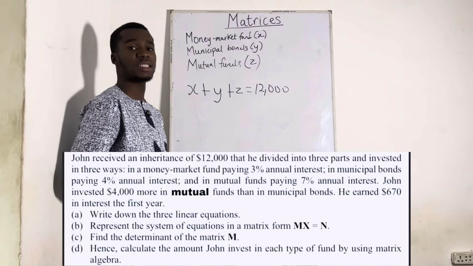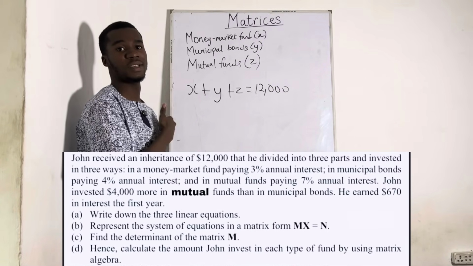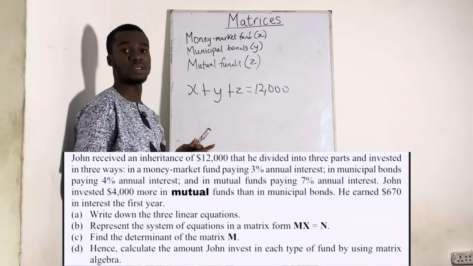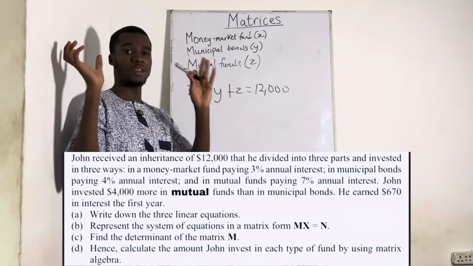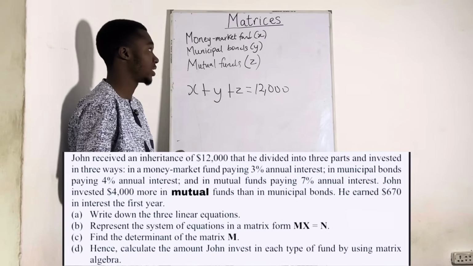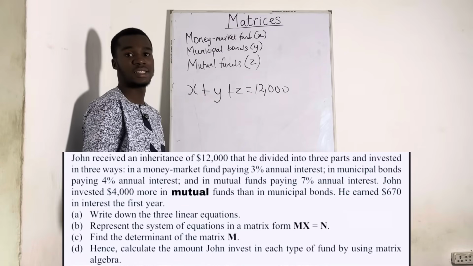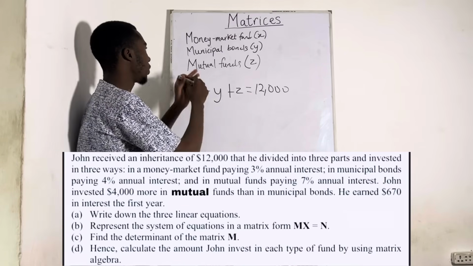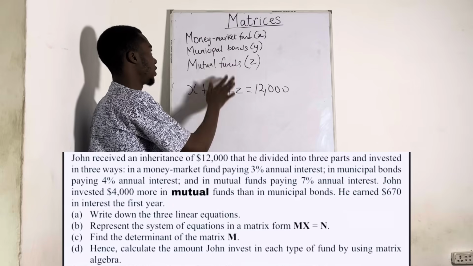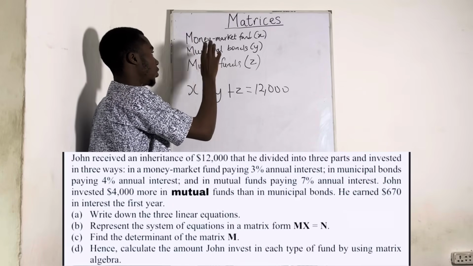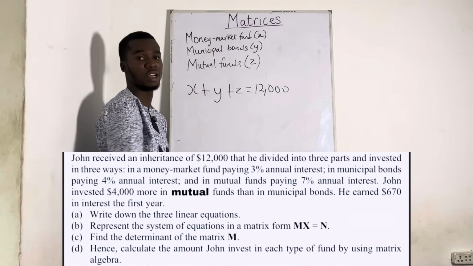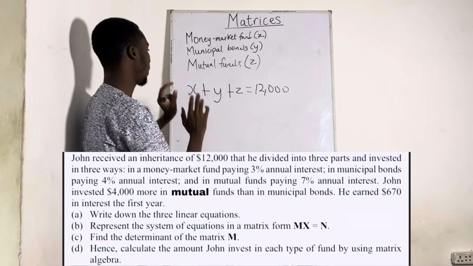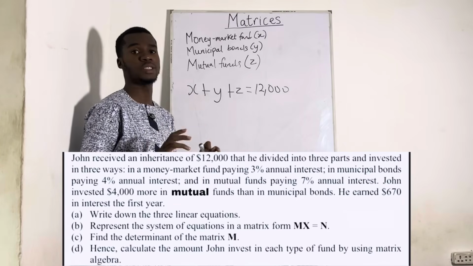You get it? And like someone has given you $12,000, you decide to invest it into maybe MTN, Airtel, Tigo, and Telecel. When you add all the investments, it should be equal to how much the person gave you, which is the 12,000. It can't exceed it. You get it? So when you add all the investments, X, Y, Z, which is the money market fund, municipal bonds, and mutual funds, you should be getting the 12,000. Now this becomes our first equation, or our equation 1.